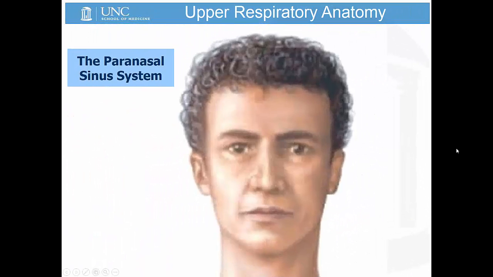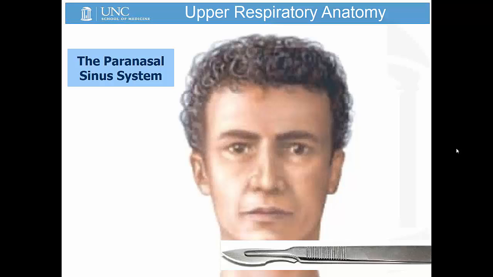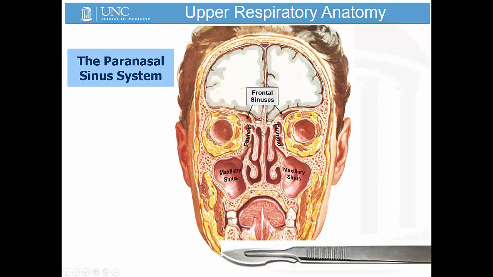If one would take a coronal or frontal section through the head, you can convince yourself of the location and size of these paranasal sinuses. Note the midline nasal septum and the lateral walls of the nasal cavity, and note in the frontal bone the location of the frontal sinus, in the maxilla the large maxillary sinuses, and along the medial side of the orbit the ethmoid sinus or ethmoid air cells.